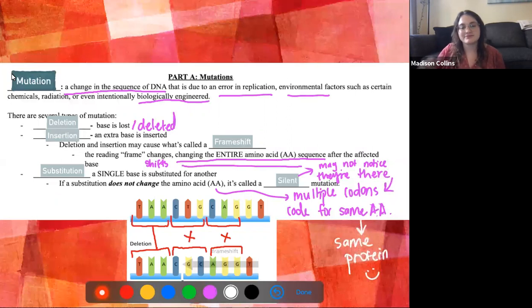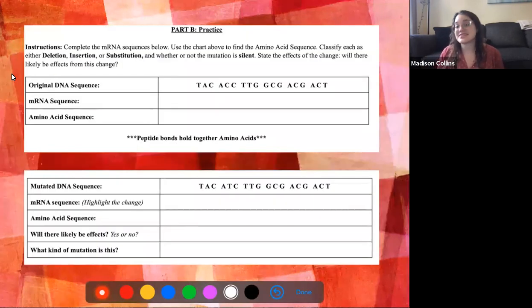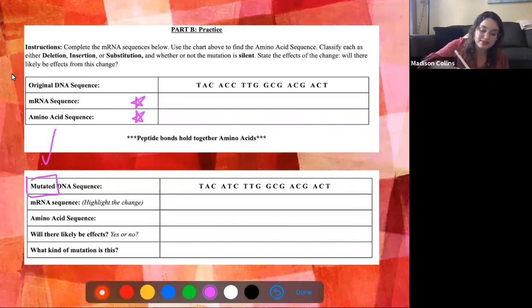All right. So now we're going to do some examples with mutation practice. So the very first thing we're going to do, I've given you an original DNA sequence. With this original DNA sequence, we're going to find the mRNA and the amino acid sequences. And once we've established that, we're then going to compare it to our mutated DNA sequences. And we're going to figure out, will there be effects based on this mutation, as well as what type of mutation is this? So let's go through the first example.